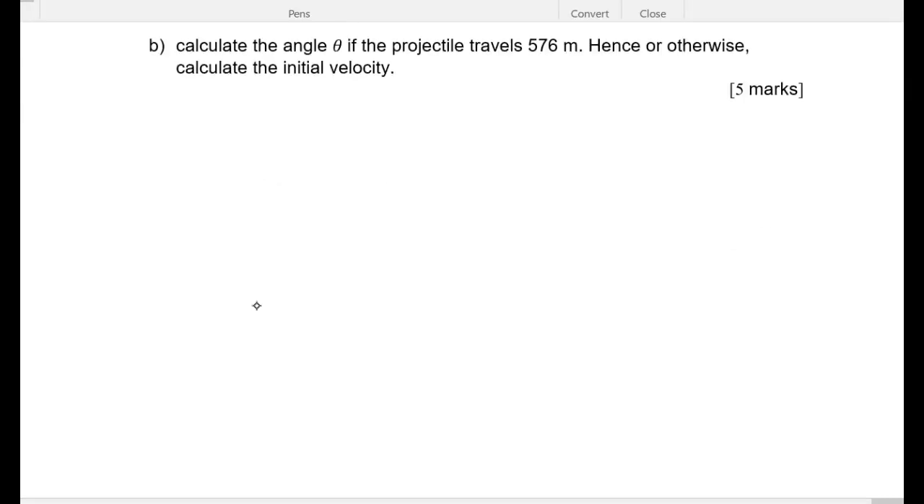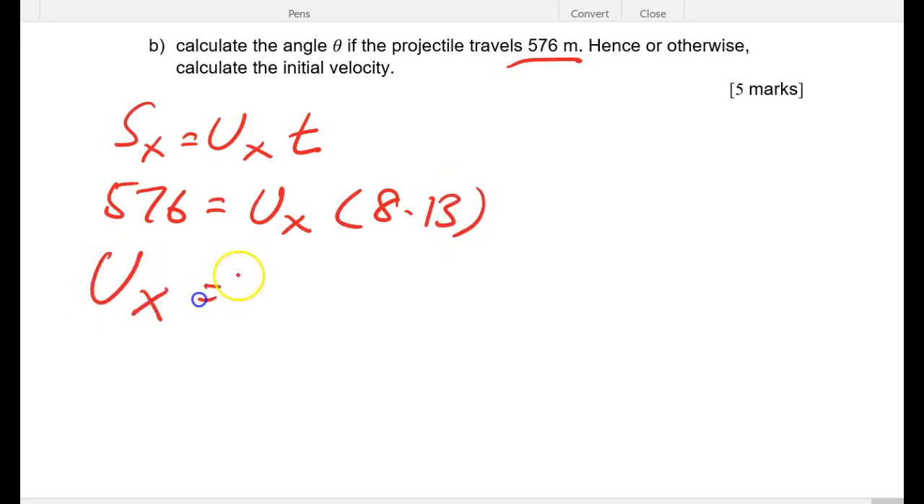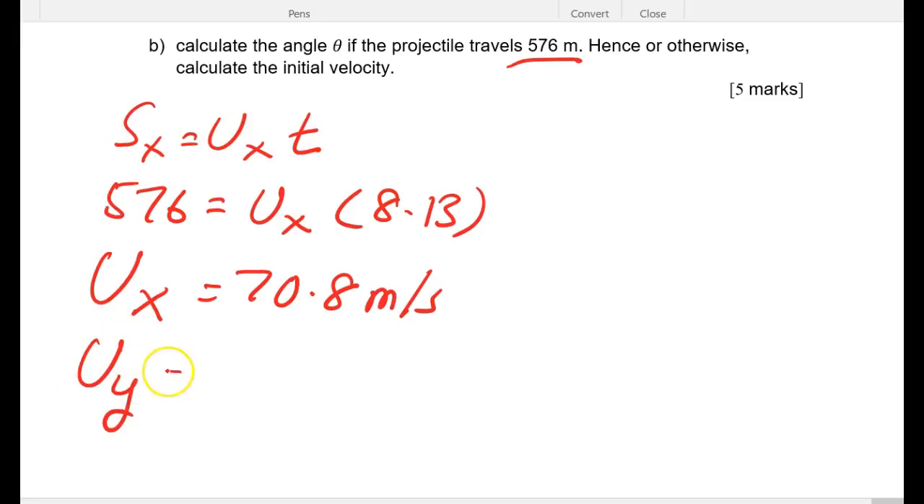Move on. How about the angle if the projectile travels 576 meters? Hence or otherwise, calculate the initial velocity. So it traveled 576, so this is what we understand as the Sx. Ux is unknown, but you do know now the time of flight, 8.13. So get my Ux. My Ux is 70.8 meters per second. And at the same time, I do know my Uy because the question mentioned that it is projected at 30 meters per second upward.